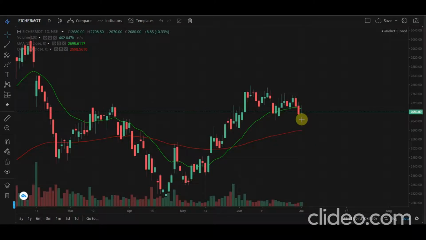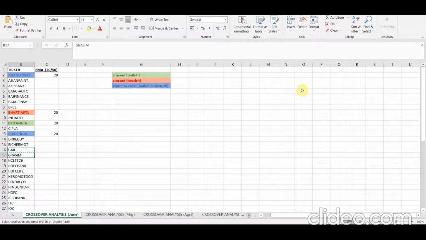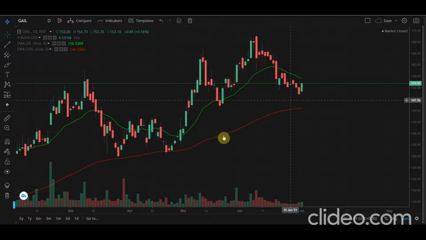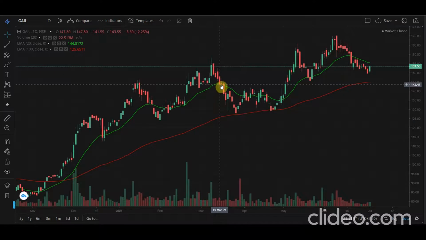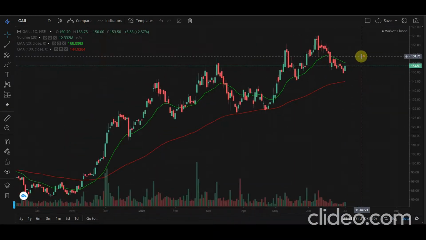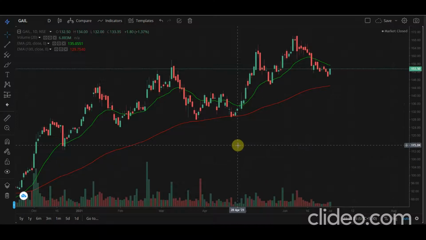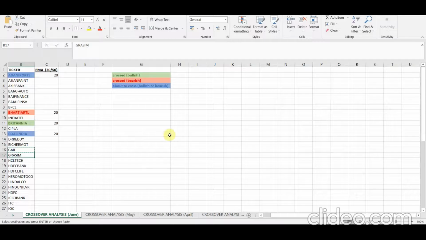Next is Gale. The distance is wide between the two moving averages. Let me just show you one thing. See how this particular moving average was coming down and then it reversed from here. It never crossed it. So something like this might happen this time too. It might come down to here or here and then reverse from here. So we may miss an opportunity in Gale if we do not mark the stock as blue. But again, it's your choice completely what you want to do with this.